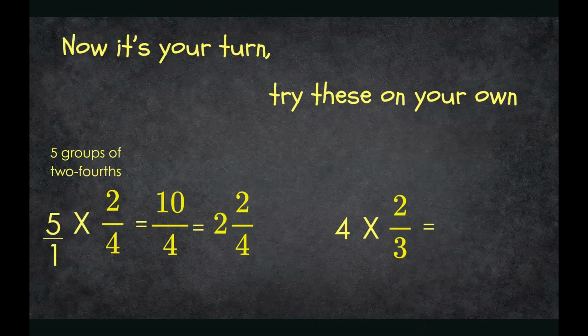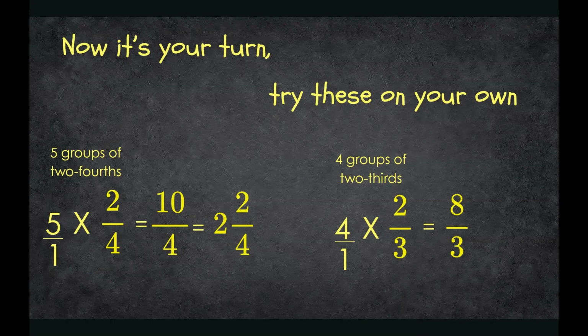And my next one, 4 times 2/3. I'm going to think about that as 4 groups of 2/3. So 2/3 plus 2/3 plus 2/3 plus 2/3. How many thirds is that? So I'm going to convert 4 to 4 over 1. I'm going to multiply the numerators, 4 times 2, which is 8. 1 times 3, the denominators, which is 3. That's going to give me a fraction of 8 thirds.